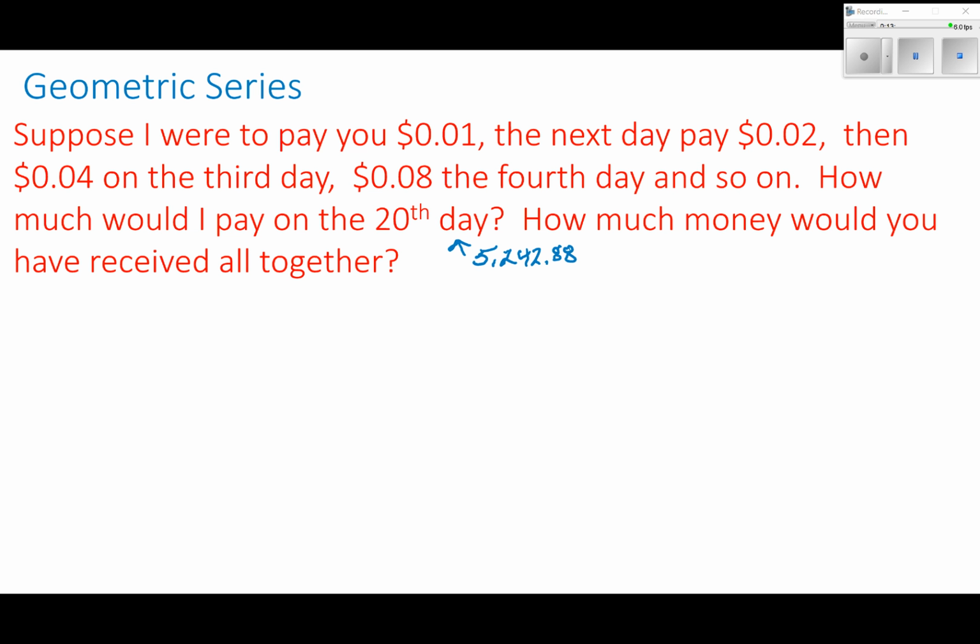So that's going to be the sum of all the money that I paid to you. And so this would be S sub 20. I'm going out 20 terms. My first term was 1 cent, so let's go 0.01, times 1 minus our r value, which doubled, so it was 2, raised to the n, which is 20, and then all divided by 1 minus 2.